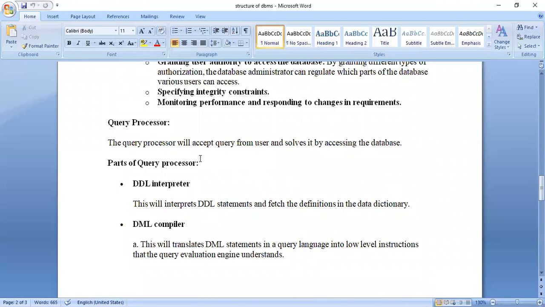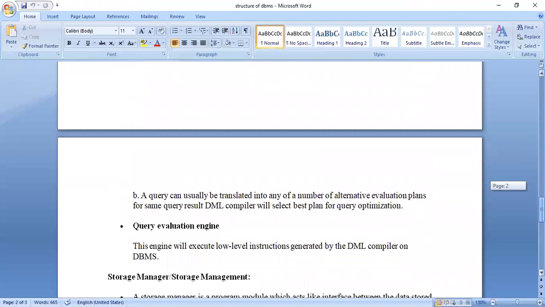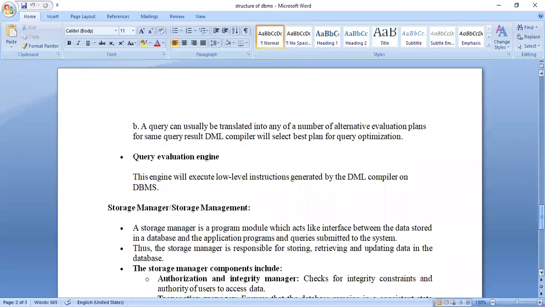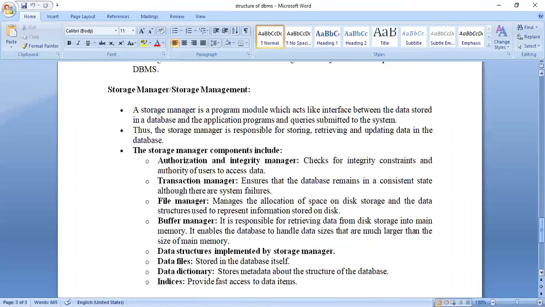Next, the query processor. We have seen that it will accept a query from the user and solve it by accessing the entire database. So you will have a DDL interpreter, DML interpreter, and a query evaluation engine. This will execute low-level instructions generated by the DML compiler on the DBMS. Next, it is the storage manager. It consists of various components. We have seen the transaction manager, file manager, buffer manager, and authorization and integrity manager.